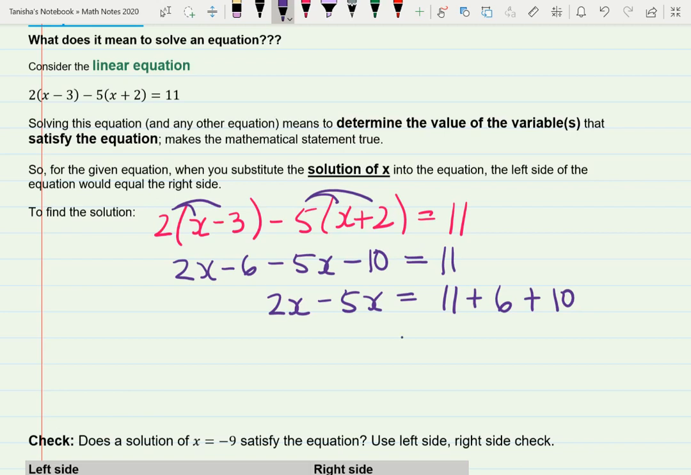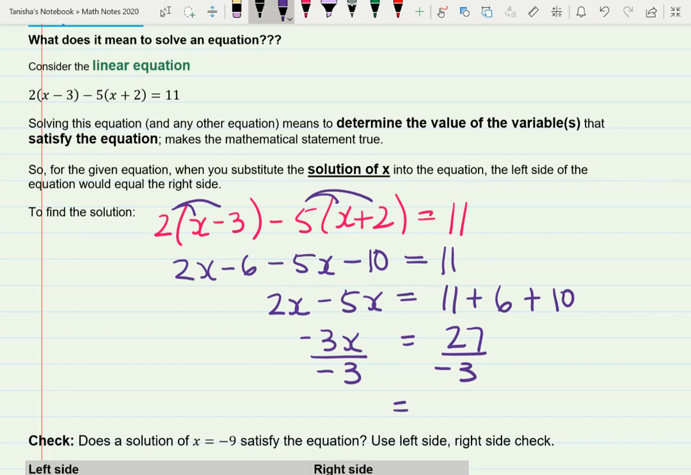Simplifying both sides of my expression by collecting the like terms. On the left side, I'll have negative 3x. And on the right side, 11 plus 6, that's 17, plus 10 is equal to 27. Then, in order to isolate that x value that's being multiplied by the negative 3, I'm going to divide by negative 3. Remember, division is the inverse operation of multiplication, so it essentially undoes the multiplication that is occurring between the negative 3 and the x. But whatever we do to one side of the equation, we have to do to the other side as well.